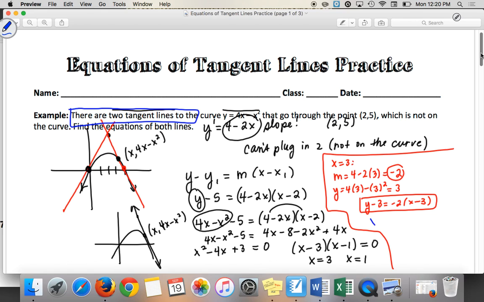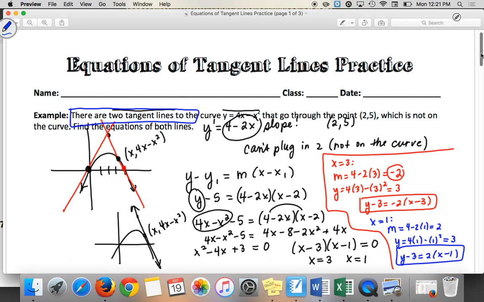And then the same thing for the second one. So I have x equals 1. So I find my slope. So I plug into my 4 minus 2x. So when I plug in 1, I get 4 minus 2 is 2. And then I plug into the y. So when I plug in y, I get 4 times 1 minus 1 times 1 squared. So 4 minus 1 is 3. So I have y minus 3 equals 2 times x minus 1 as well. And those are my two equations.